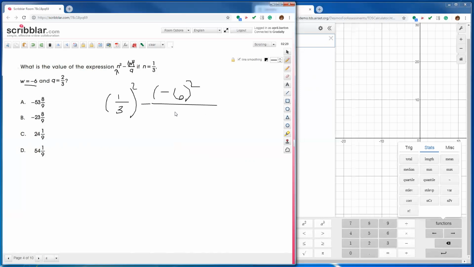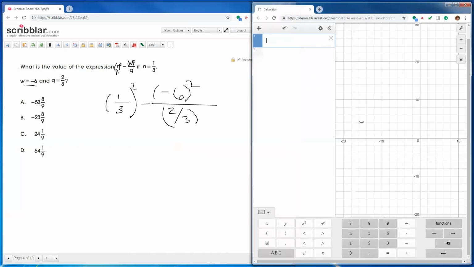And then what do we plug in for Q? 2/3. So this looks pretty nasty to type in, and it is a little more difficult, kind of weird to type in. You'll notice every time I replaced a letter, I put parentheses around the number that I replaced. And that's actually what we want to do in the calculator as well.